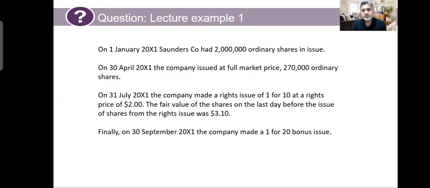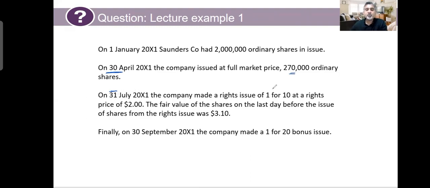On 1st January 2001, Saunders Company had 2 million ordinary shares in issue. On 30th April, the company issued 270,000 shares at full market price. So 30th April was the first event, issuing shares at full market price, so only the weighted average impact will come in, no bonus element. On 31st of July, a second event happened, which means 7 months in. It's not 30th of June, it is 30th of July, so 6 months down the line.